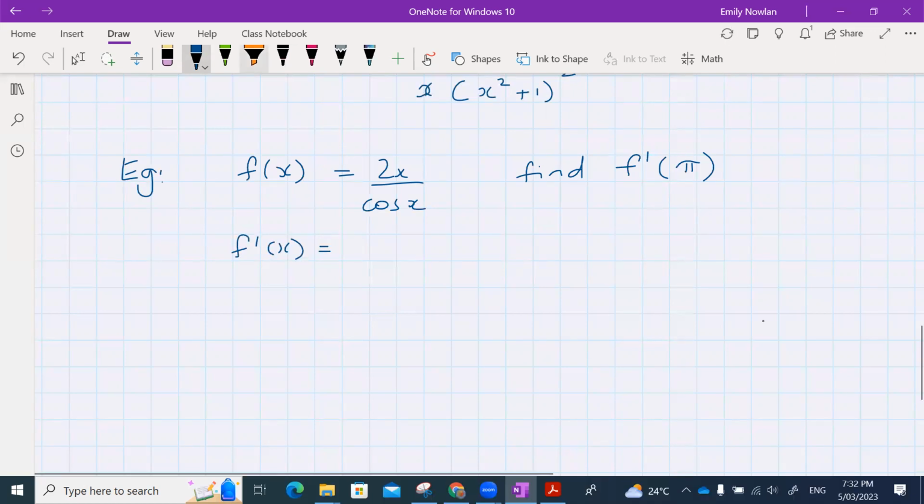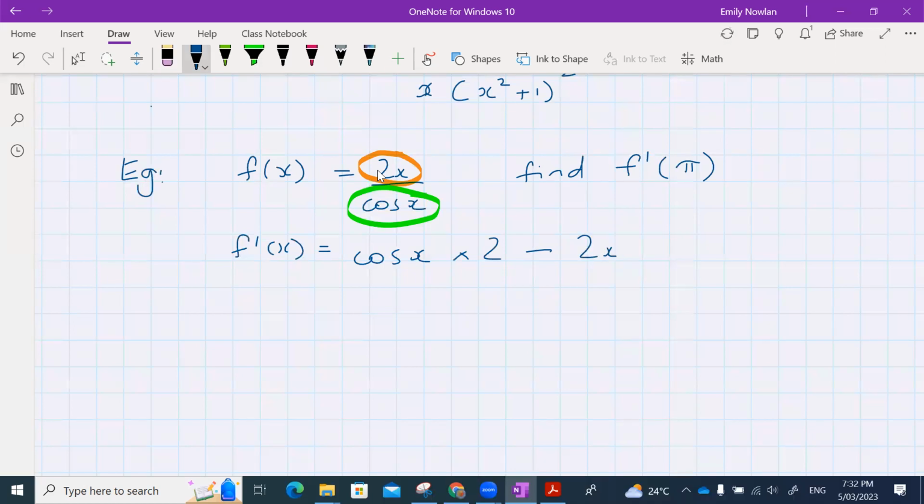Now, the derivative, have a look again, people. We've got a function of x over another function of x. So it's the quotient rule. You can use the quotient rule. So we have the bottom, differentiate the top, which differentiates to 2, minus the top, differentiate the bottom, cos x goes to minus sine x, all over the bottom squared. So cos x squared is just cos squared x.